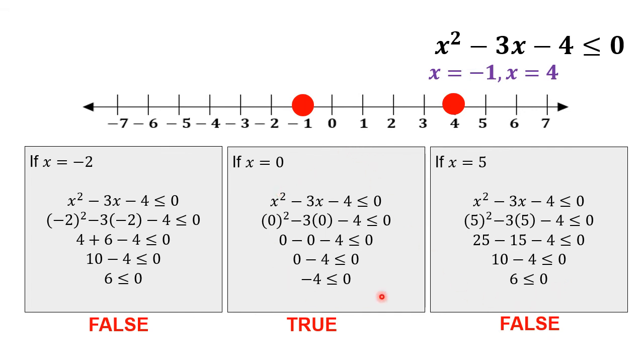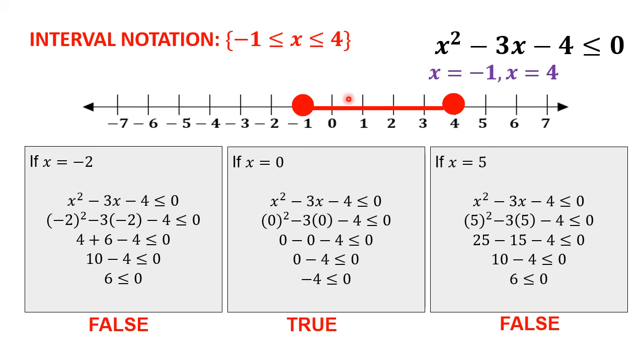Okay, doon sa ating second region. Okay? So, meaning, ang solution set ni x squared minus 3x minus 4 is less than or equal to 0 ay yung ating second region. Okay? Ito. So, from negative 1 up to positive 4 ang ating solution set. Kasama si negative 1 at si positive 4. Okay? So, in writing it into interval notation, we have negative 1 is less than or equal to x, and x is less than or equal to positive 4.